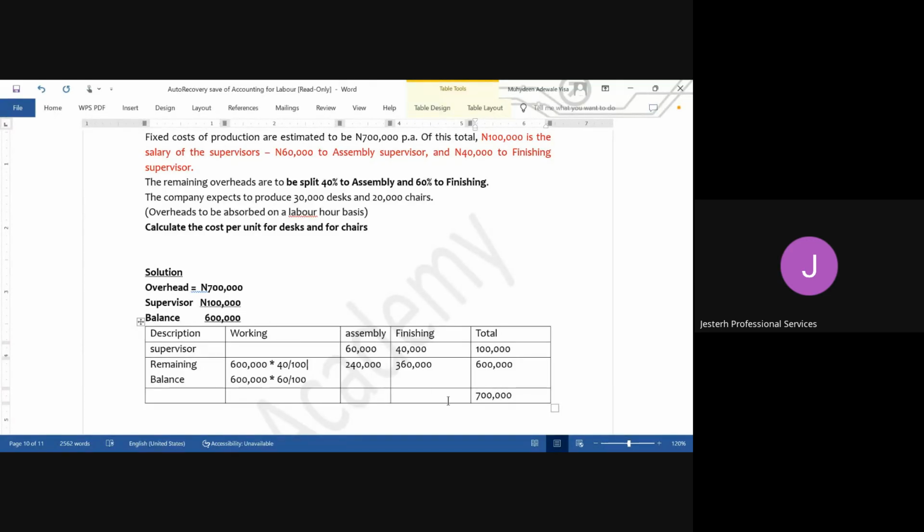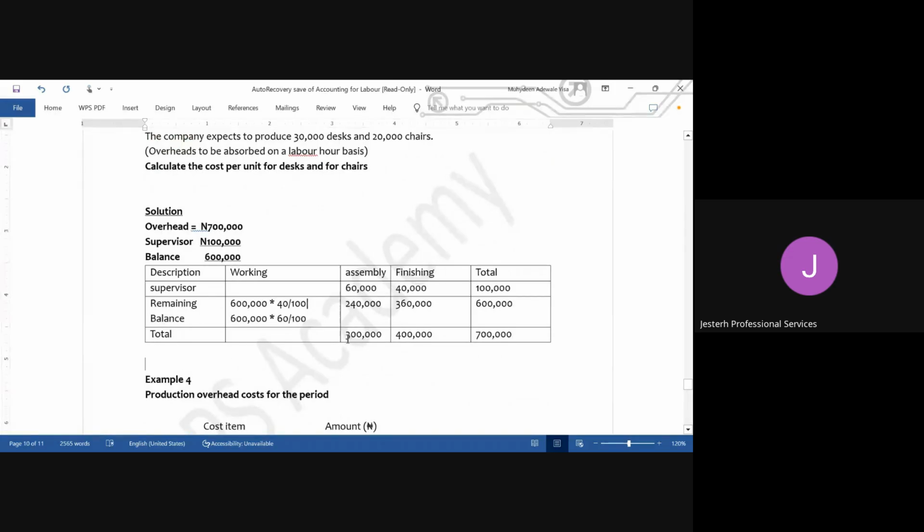Now, the total of 700,000, 100 plus 600. Now, here is the total. So, let's come here now. 240 plus 60,000 should be able to give us 300,000. Then 360,000 plus 40,000 should be able to give us 400,000. Please, if you calculate your own like this and it's not giving you this 300 and 400 to get this total, just notice that there is something wrong somewhere. Now that we have split this cost based on how they asked us to do.